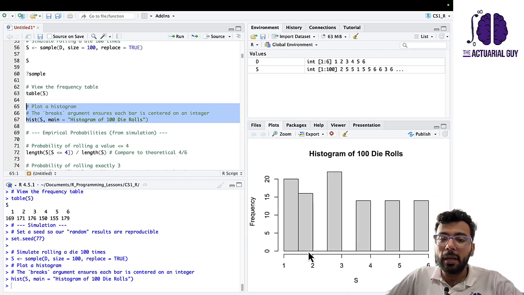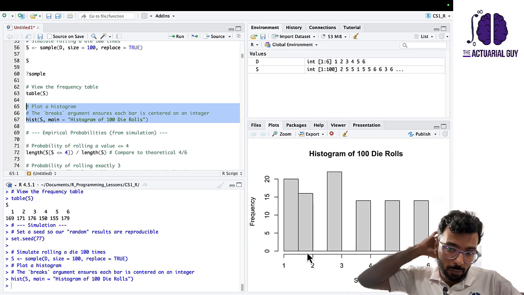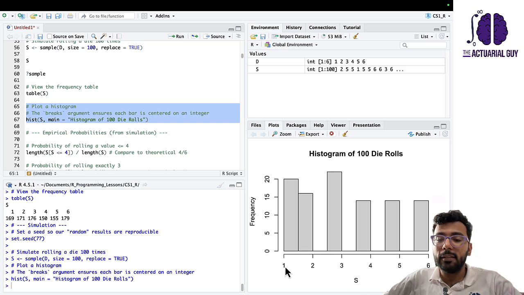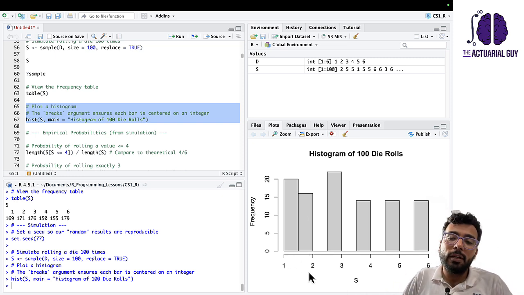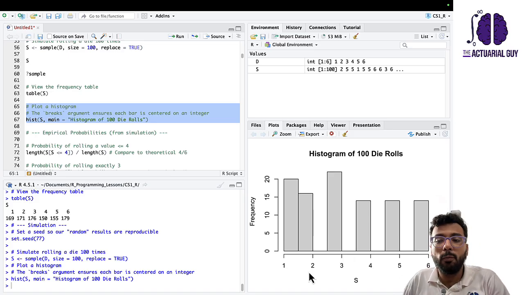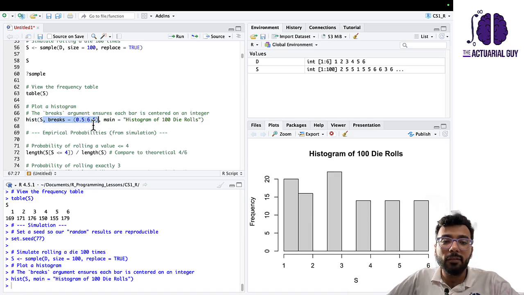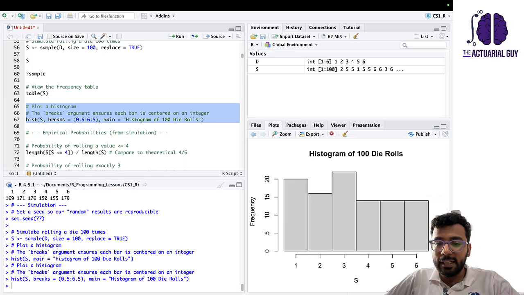So you need to put the breaks in the middle of the bars, right? So I would want the bar on 1 to be from 0.5 to 1.5. Then I would want the bar on 2 to be from 1.5 to 2.5. The bar on 6 will be from 5.5 to 6.5. So I need to take the breaks accordingly from 0.5 to 6.5. Right? That will be my breaks. So once I run this with breaks, you will see we get a very, very clean histogram.